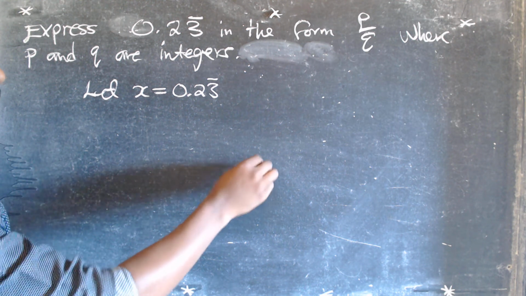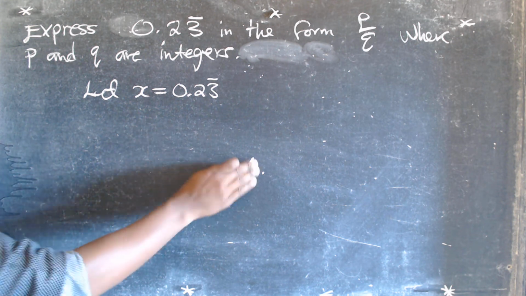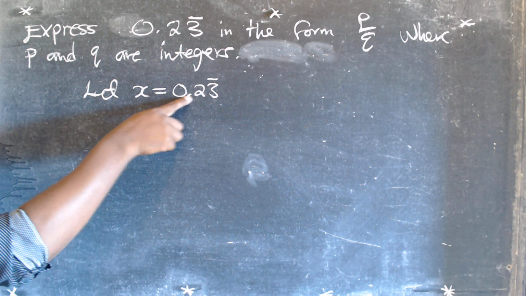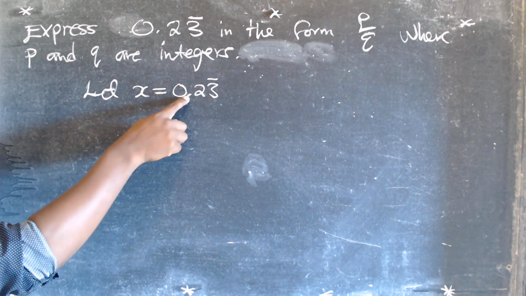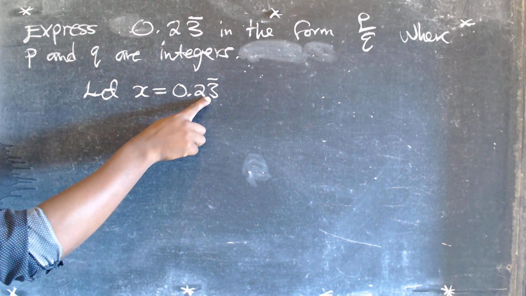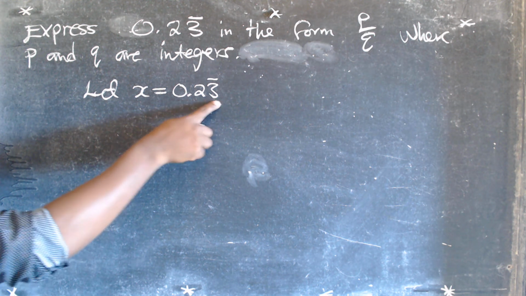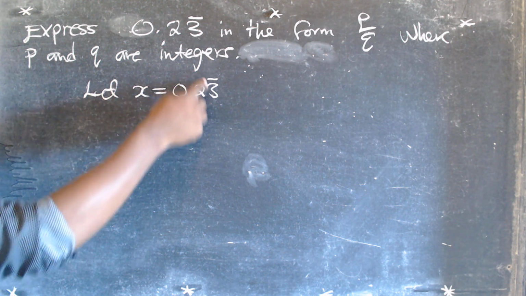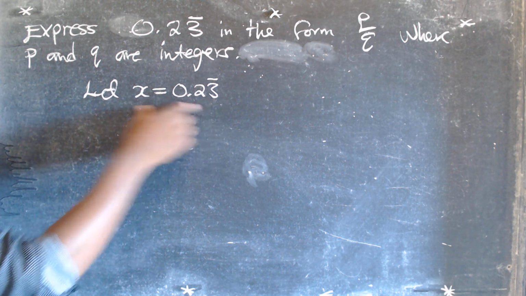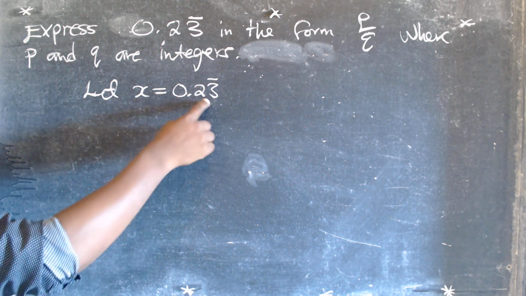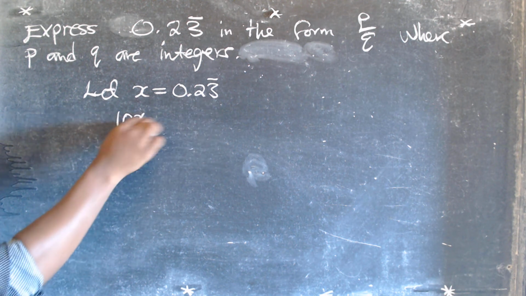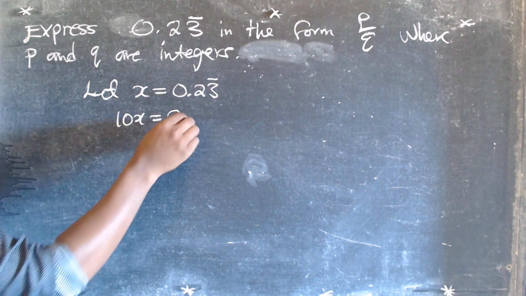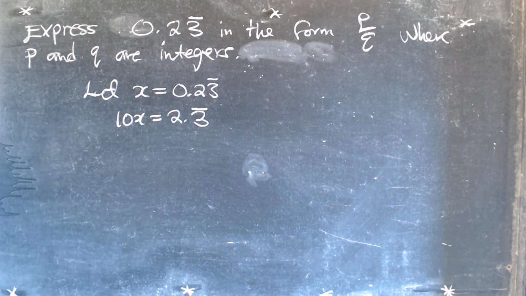The first step is to make sure that the decimal is just before the bar. In this case, the decimal is here. The bar is on 3, so we want to make sure that the decimal is somewhere here. To do that, we are going to multiply this by 10, since we are moving it once. So this is going to be 10 times everything here. We multiply this side by 10 and this side by 10. So this is going to be 10x is equal to, and since the decimal is going to move, this is going to be 2.3 bar.